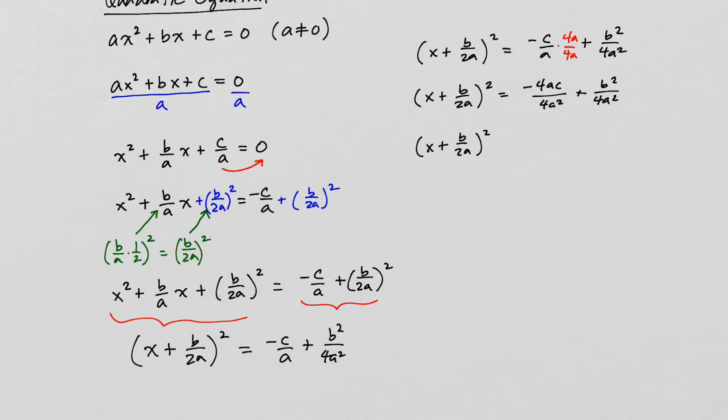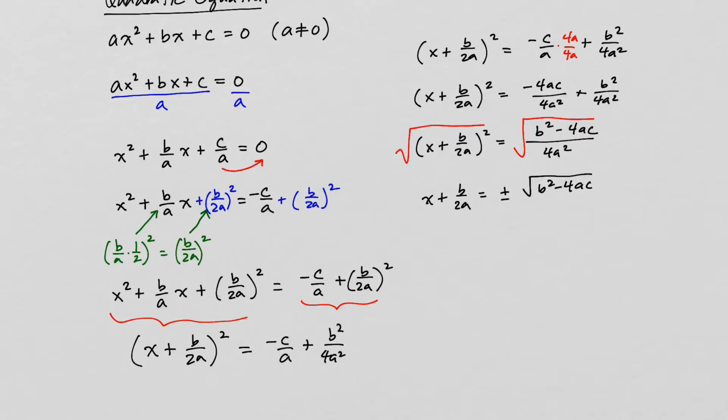And we can then simplify the right-hand side of the equation. We have a common denominator, and we have negative 4ac plus b squared, which is the same as b squared minus 4ac. Now, on the left-hand side, here we have a perfect square. So to solve for x, we'll take the square root of both sides. This will give us x plus b over 2a equals positive or negative square root of b squared minus 4ac divided by the square root of 4a squared. So we need to take the square root of the top and the bottom.